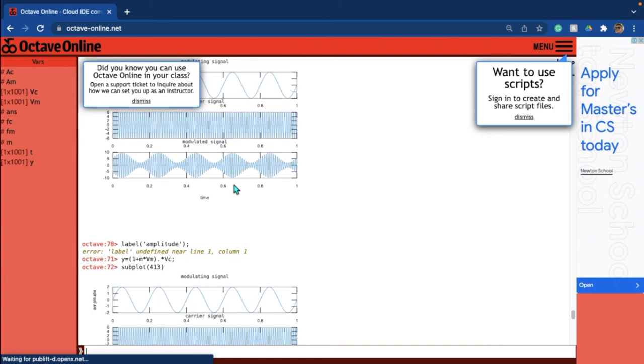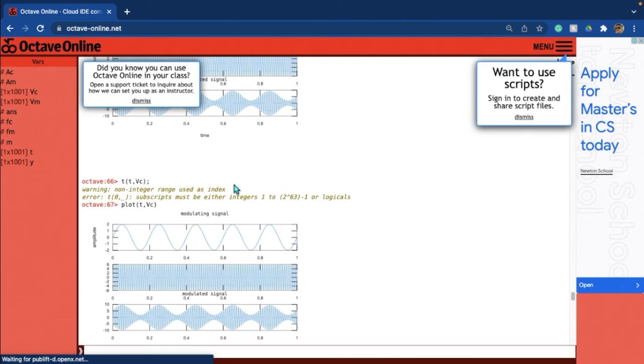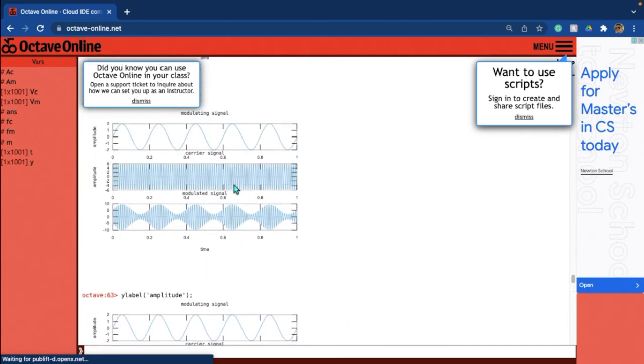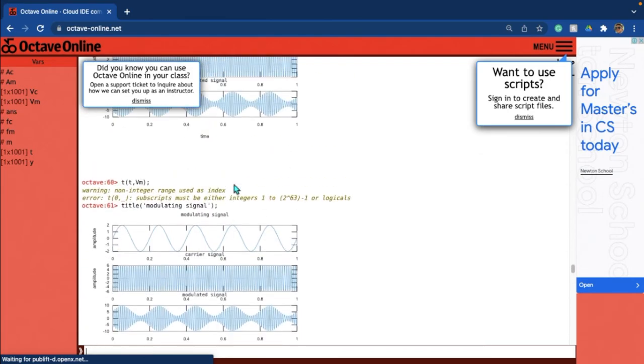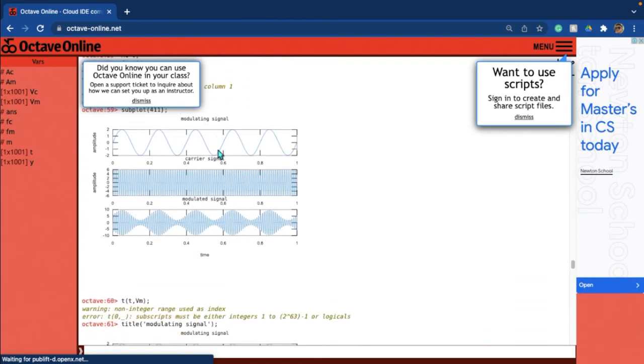Let me just look at the codes for case 3. Now this is case 3, where M is equal to 1 I'm taking. So T is this, AM and AC is 1, FC is 100 and this is 5. So I have corrected it though. M is equal to AM by AC. So VM is AM sine 2 pi FMT.